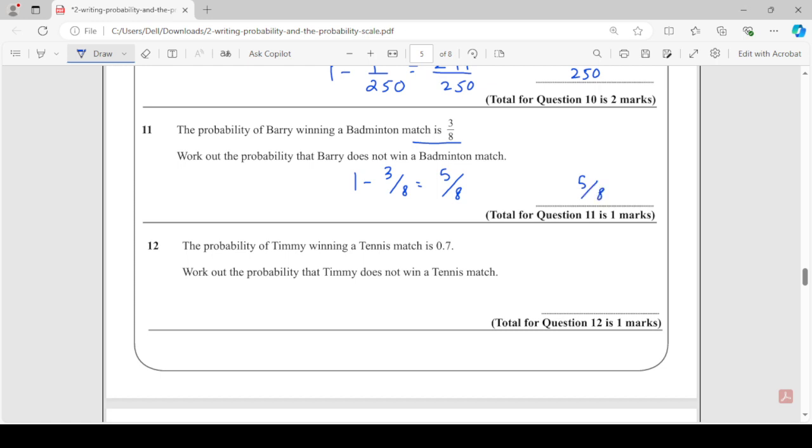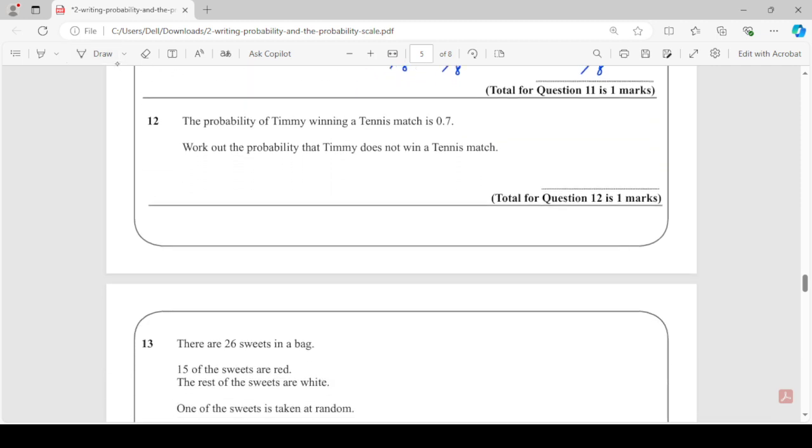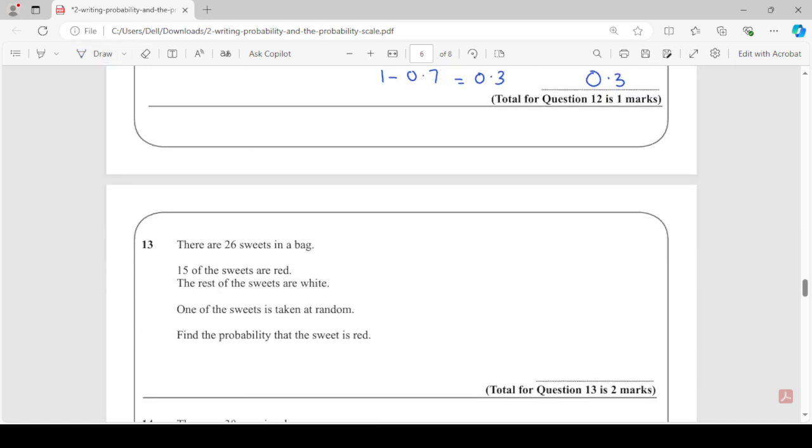Question number 12. The probability of Timmy winning a tennis match is 0.7. Work out the probability that Timmy does not win a tennis match. Again, the same rule applies here as before. 1 minus 0.7, which is 0.3. So the probability that Timmy is not going to win is 0.3, and the probability he will win is 0.7. If you add 0.7 to 0.3, that would give you a 1. Because probabilities always add up to 1.